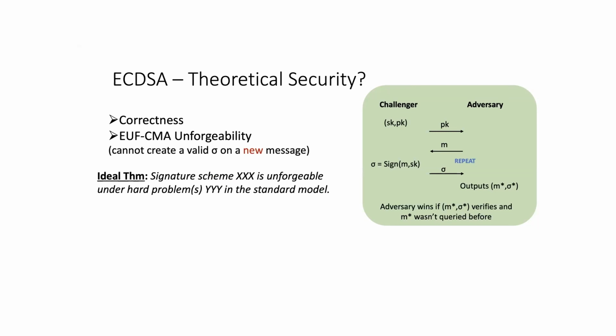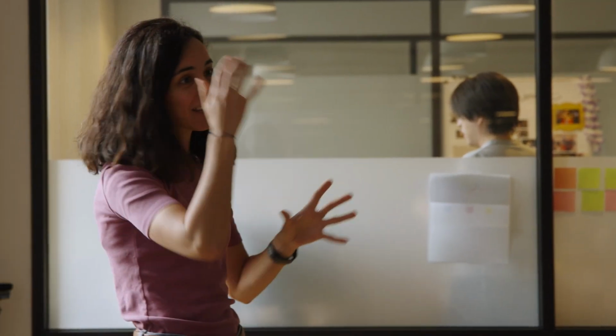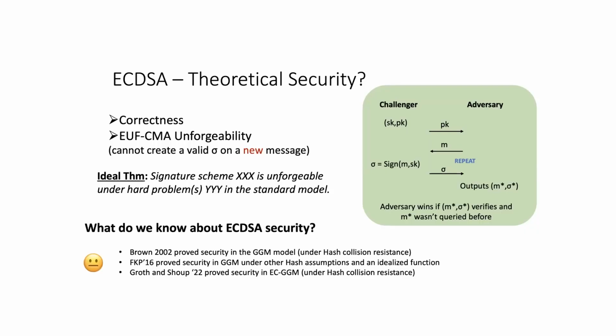So having this definition, when we're trying to prove security of digital signatures or of any cryptographic scheme really, the ideal theorem that we want to give is that the signature scheme XY is unforgeable under a particular hard problem in the standard model. So this is like the ideal security definition that we want to give. So what is the case with ECDSA? There has been a lot of research in trying to actually formalize and pinpoint exactly what the level of security of ECDSA is, starting back in 2002.